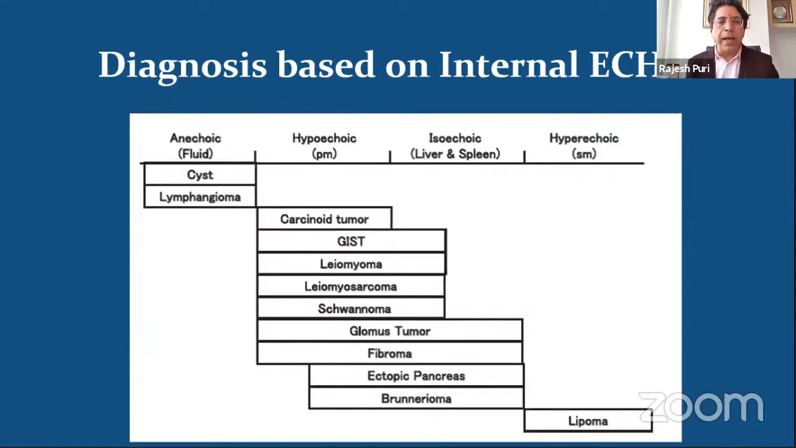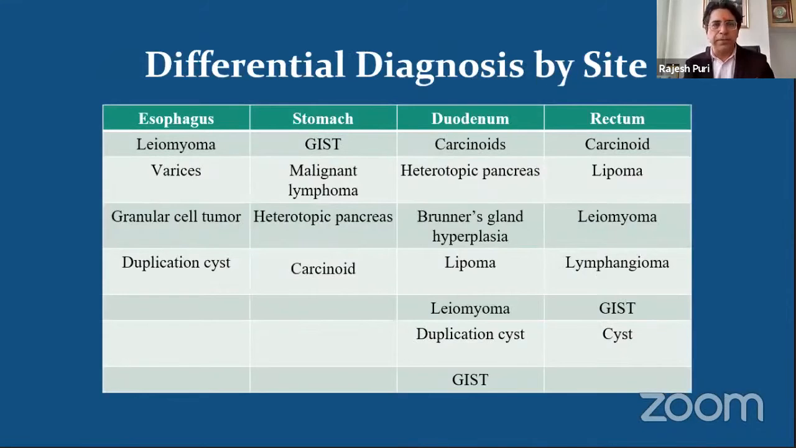When we talk about the hypoechoic or isoechoic, you should compare with the fourth layer, or compare with the liver and the spleen. The hypoechoic ones are mainly carcinoid, GIST, leiomyoma, leiomyosarcoma, schwannoma, glomus tumor, fibroma, and ectopic pancreas. But in our day-to-day practice, we come across carcinoid tumor, GIST, leiomyoma, and ectopic pancreas. These are the four subepithelial lesions which we come across in our day-to-day practice.